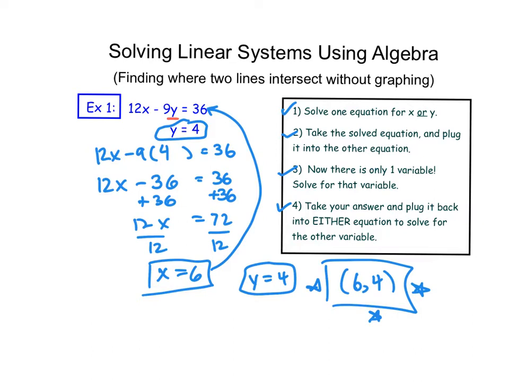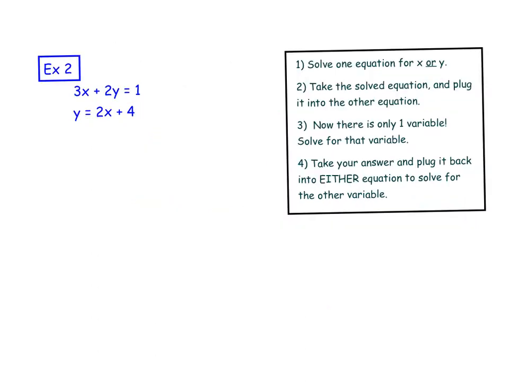All right, so there's the first example. Try to keep it relatively simple. We're going to move our way up in complication here. So with example 2, we have 3x plus 2y equals 1, and then y equals 2x plus 4. Step 1, solve one equation for x or y. Well, we already have that done. We've got y equals for the second equation, so that's good. So far, we haven't had to do step 1 yet. Trust me, it's coming. Step 2, take the solved equation and plug it into the other equation.